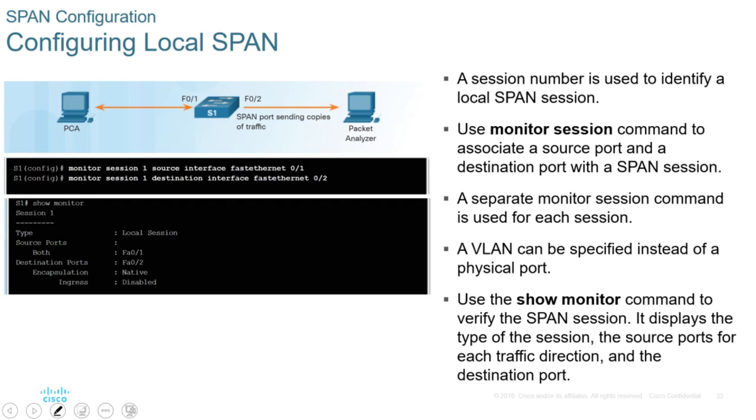Configuring SPAN is fairly straightforward. We just need to go there and give the monitor session and give the source and destination. So we specify what is the source for the monitoring and what is the destination for the monitoring. Here the source is attached to F01, and the destination is 02.